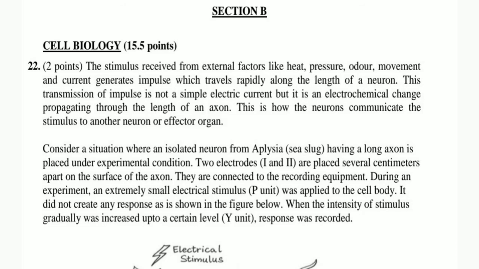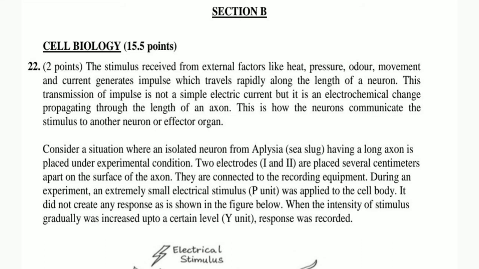The stimulus received from external factors like heat, pressure, odor, movement, and current generates an impulse which travels rapidly along the length of a neuron. This transmission of impulse is not a simple electric current, but it is an electrochemical change propagating through the length of an axon. This is how the neuron communicates the stimulus to another neuron or effector organ.